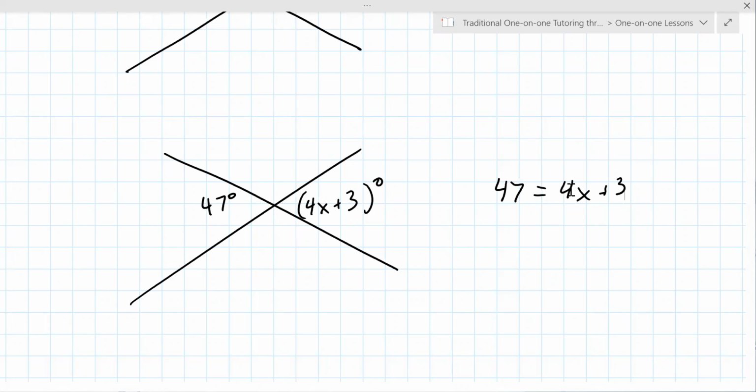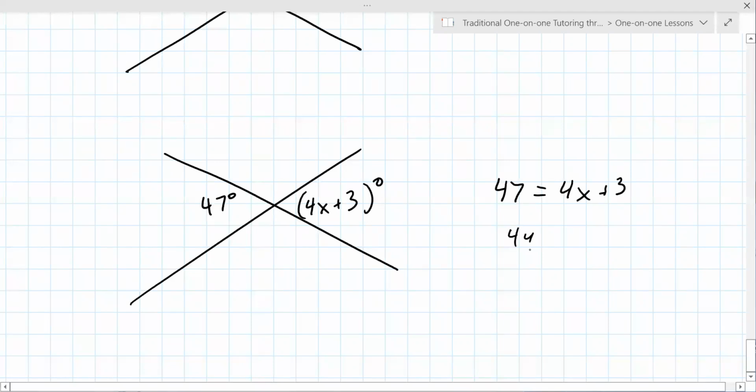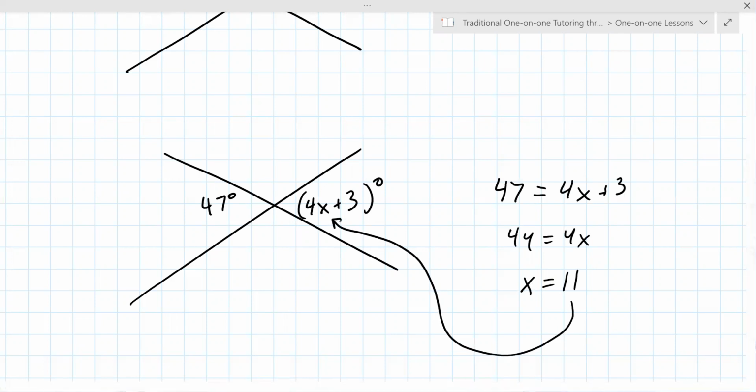Okay. I got 47 minus 3. That is going to be 44, and then divide that by 4, and that's going to give you 11. So x is 11. Now I want you to substitute that back in here. 4 times 11 is 44 plus 3. That is 47.